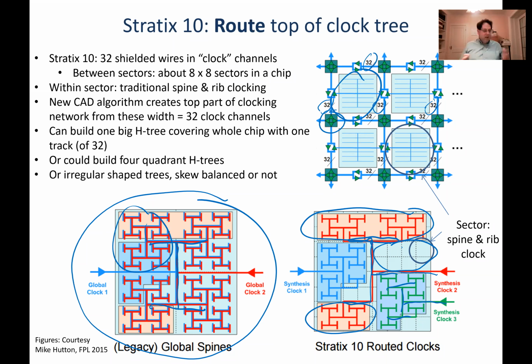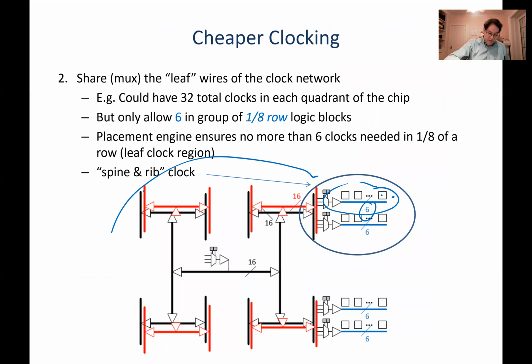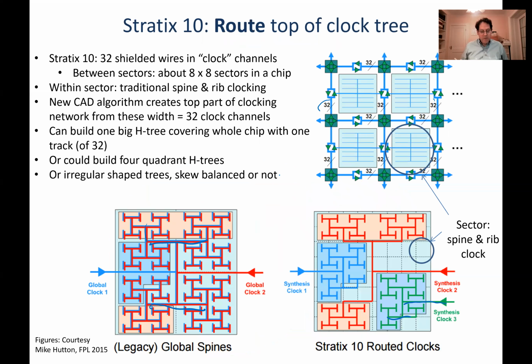Same idea, but they've made it a bit more flexible how you construct the top level of the clocking, again using shielded large wires that are special so that we get low jitter. And we can use this to build this exact structure again: 16 clocks per quadrant plus 16 global clocks. But we can build a bunch of other things as long as it never uses more than 32 of these clock wires in any particular region.